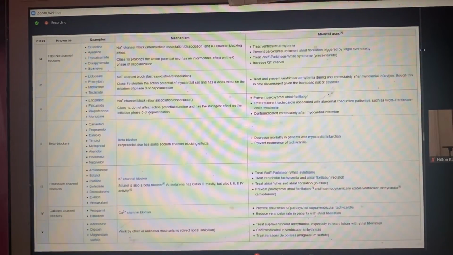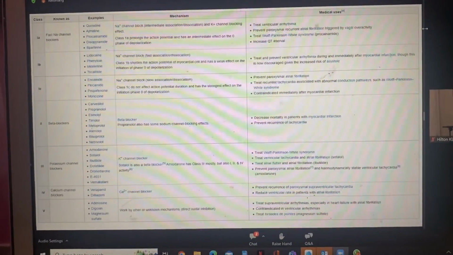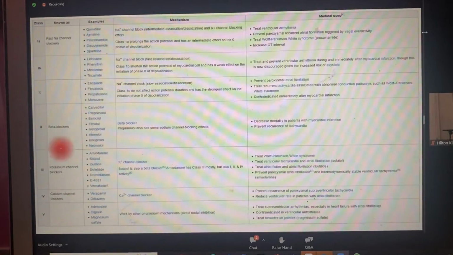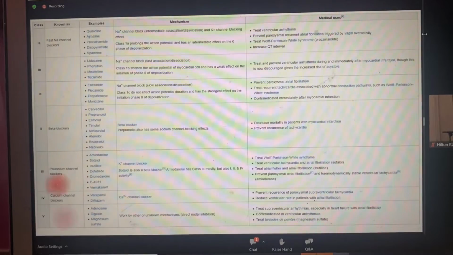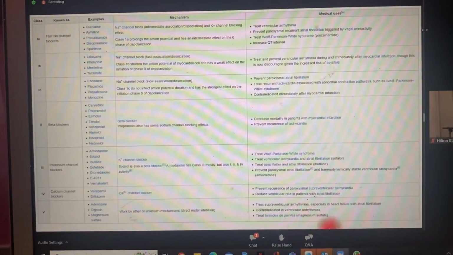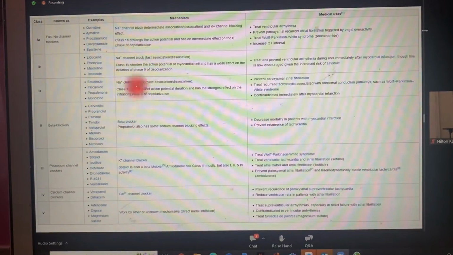So a bit of the anti-arrhythmic classification. Class 1 we have sodium channel blockers. Sorry for the busy slide. Class 2 is beta blockers. Class 3 is potassium channel blockers, and class 4 is calcium channel blockers. You all can go through this, it is easily available on the net.